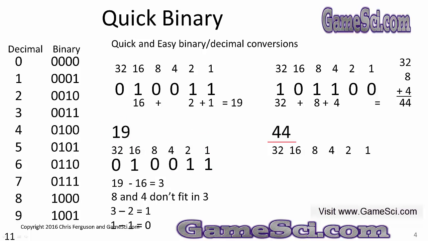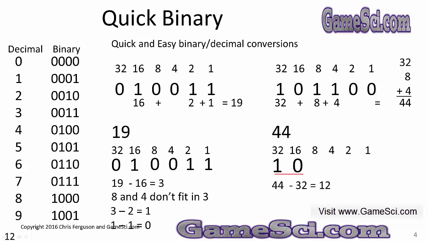Now let's do 44. Remember, we're going from decimal 44 to binary. What does decimal 44 convert to in binary? I'll write down the powers of 2 backwards. 32 absolutely fits into 44, so I'll put a 1 under the 32 and subtract 44 minus 32. The remainder, what's left over, is 12.